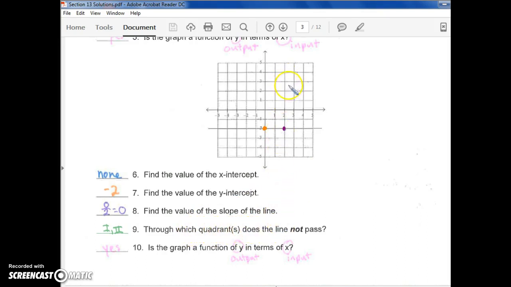It does not pass through quadrant 1 or quadrant 2. And once again, yes, y is a function in terms of x. So we're good to go with that.